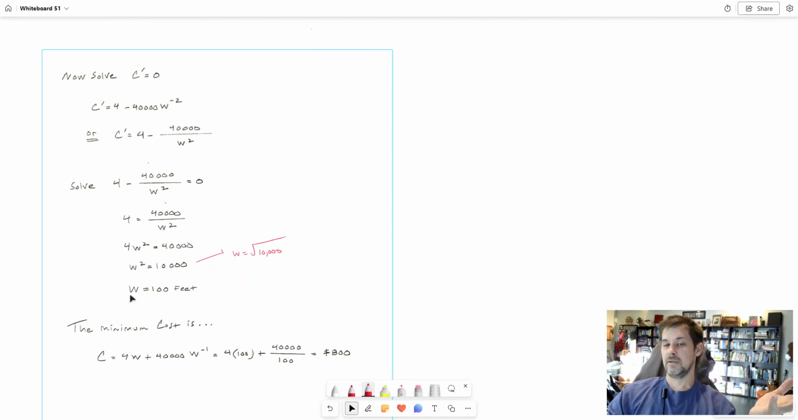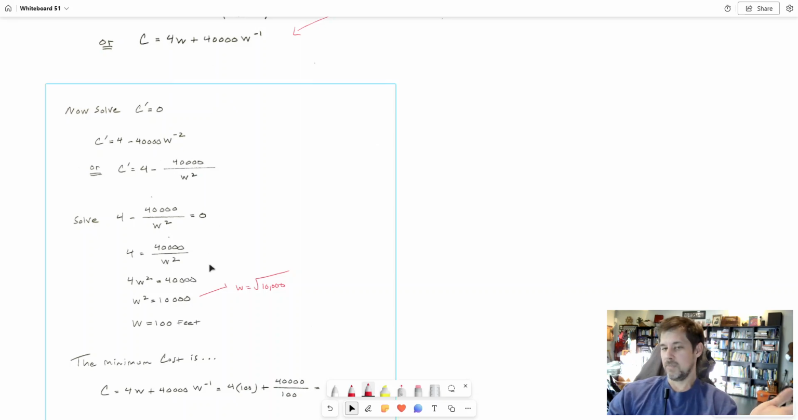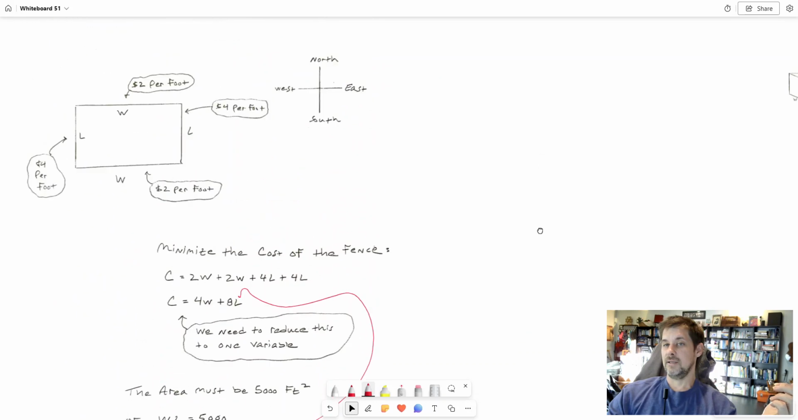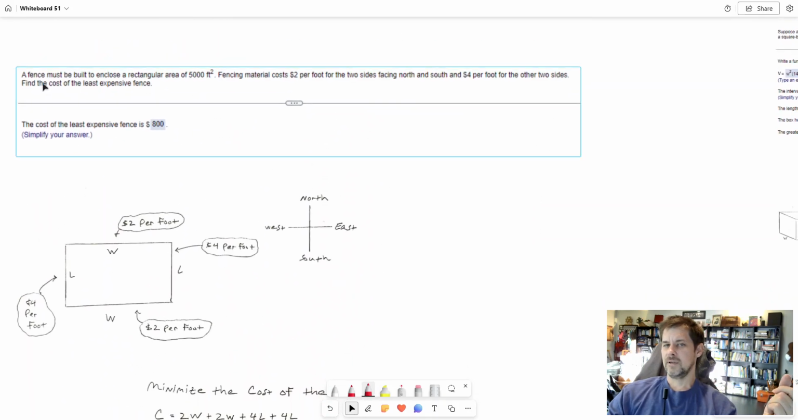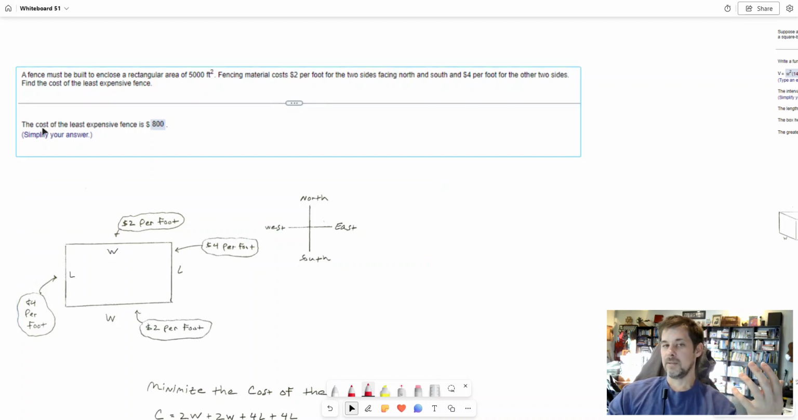Now sometimes, when we go through the procedure for solving a problem, we get an answer at some point. Here it is: W equals 100 feet. That's definitely an answer. I guess the question is, is it the answer we're looking for? You want to minimize the cost. Basically what I found is if the width is 100 feet, then that's the way you'll need to build it to minimize the cost. But it's asking me, what is that minimum cost? The cost of the least expensive fence is what?